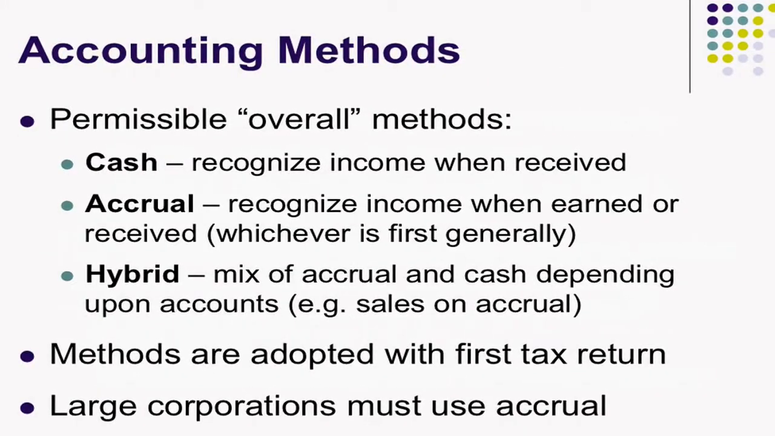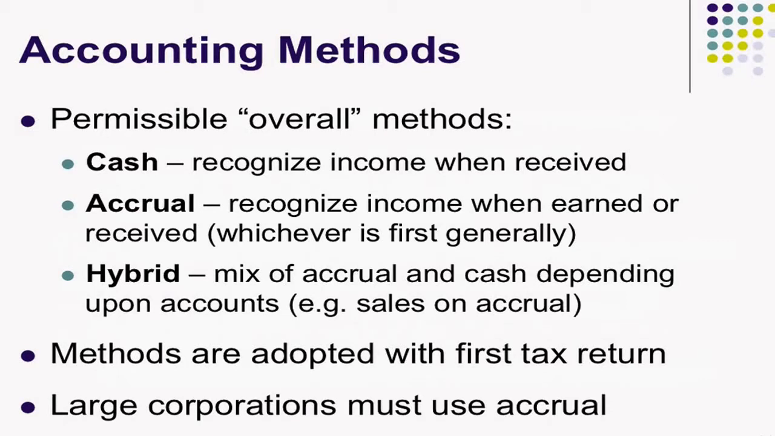Overall methods of accounting. Cash method, we all know. You recognize income when received. Accrual method, recognize income when it's earned or received, whichever happens first generally. And then there's a hybrid method that's a mix of both. It's accrual and cash, and you can do that. I'll explain that in a couple of minutes.